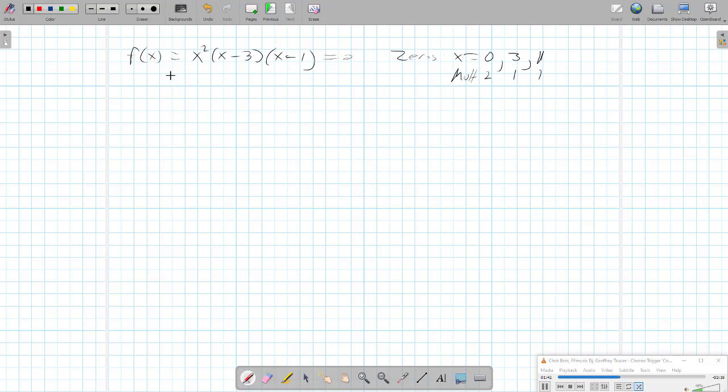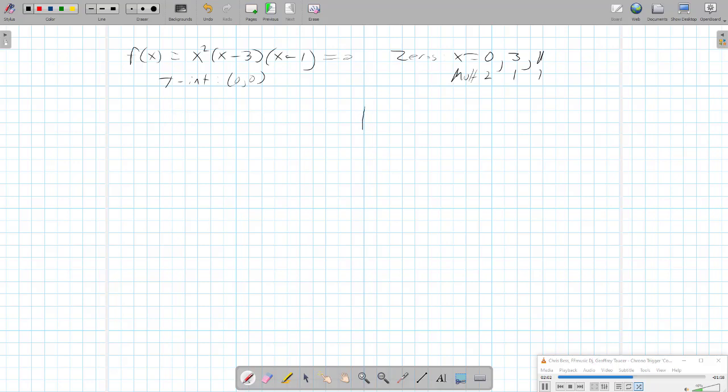And our y-intercept is at, well, I guess it's just going to be at 0, 0. You'd set x to be 0, so y-intercept at 0, 0. Whenever you have an x-intercept at 0, it's also the y-intercept as well.